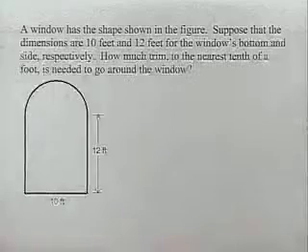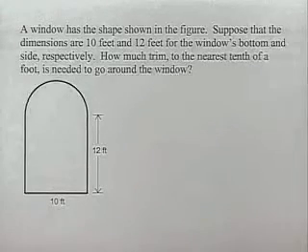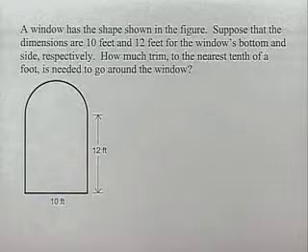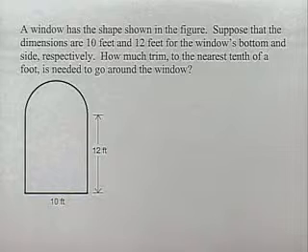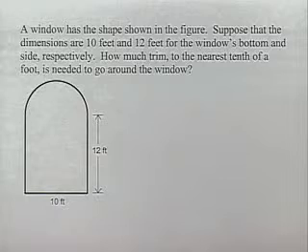Now let's look at the following application dealing with the trim around a window. A window has the shape shown in the figure. Suppose that the dimensions are 10 feet and 12 feet for the window's bottom and side respectively. How much trim to the nearest tenth of a foot is needed to go around the window?